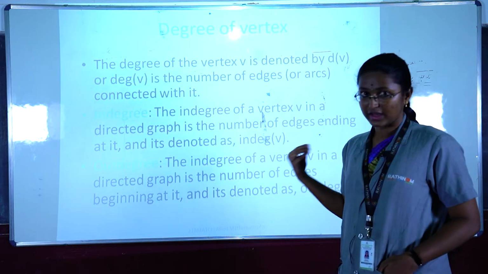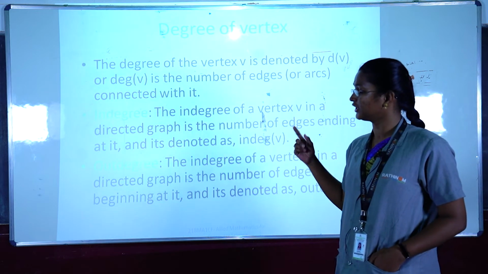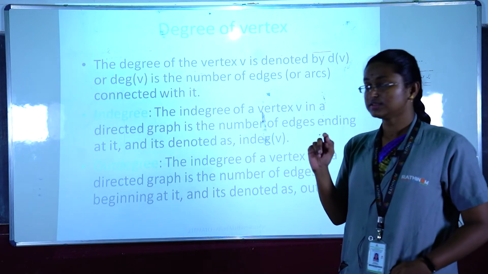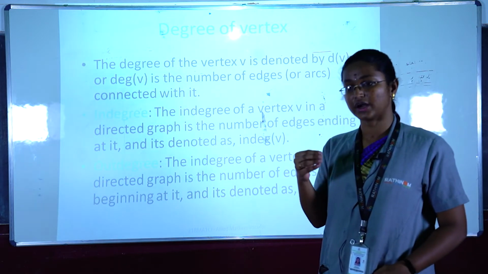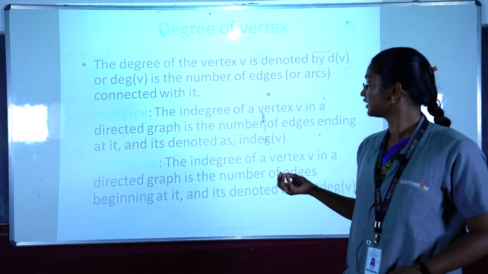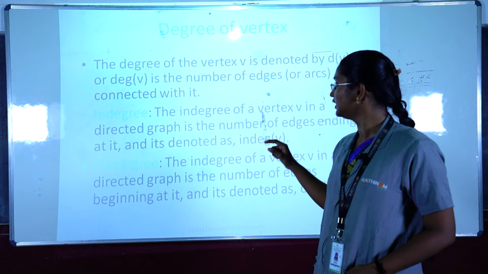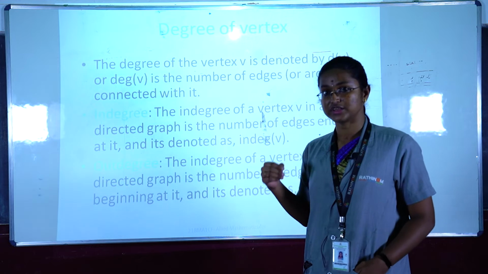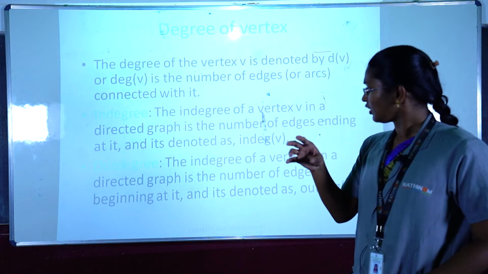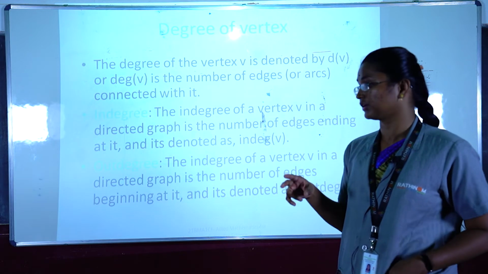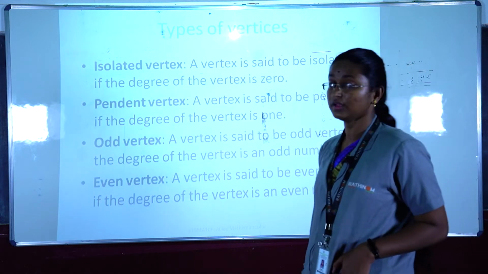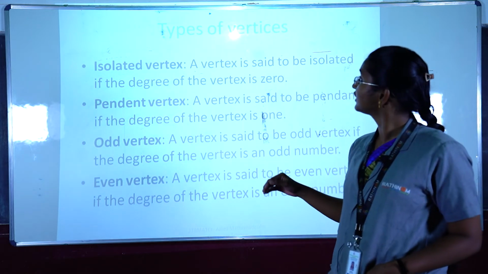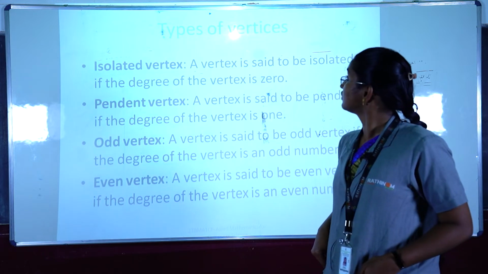But in a directed graph, there are two terms: in degree and out degree. The in degree of a vertex is the number of edges connecting to the vertex. Similarly, the out degree of a vertex is the number of edges which originate out of the vertex. Based on the degree of the vertex, we can classify the types of vertices.